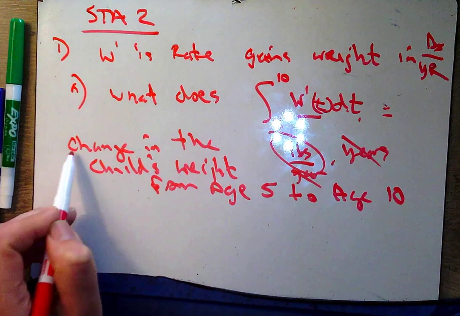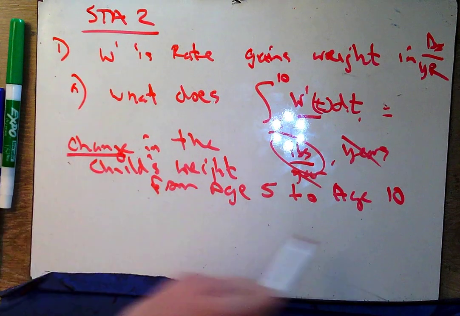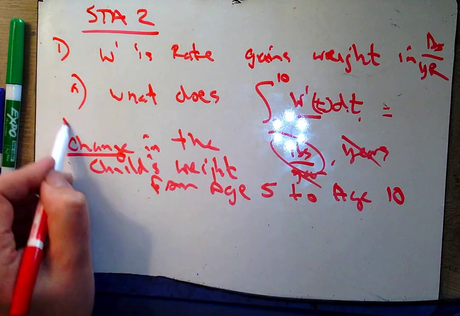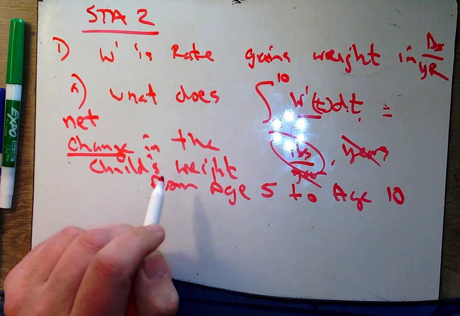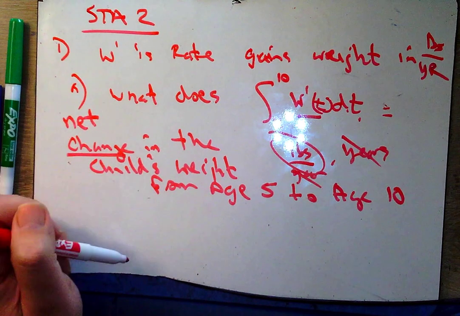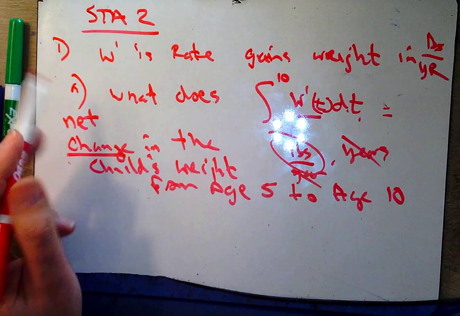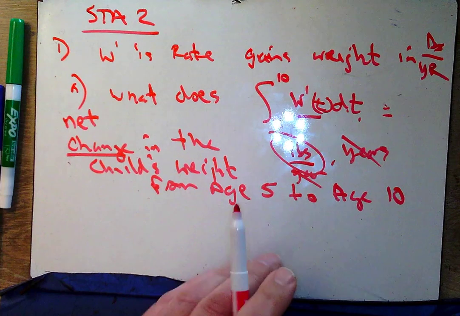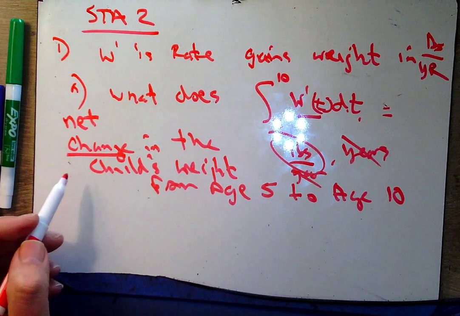And I guess I want to say, I could probably get the credit for that, but I want the net change. So, if this child gains weight and then loses some weight and gains some weight, this is the net change in weight. Okay, part B.